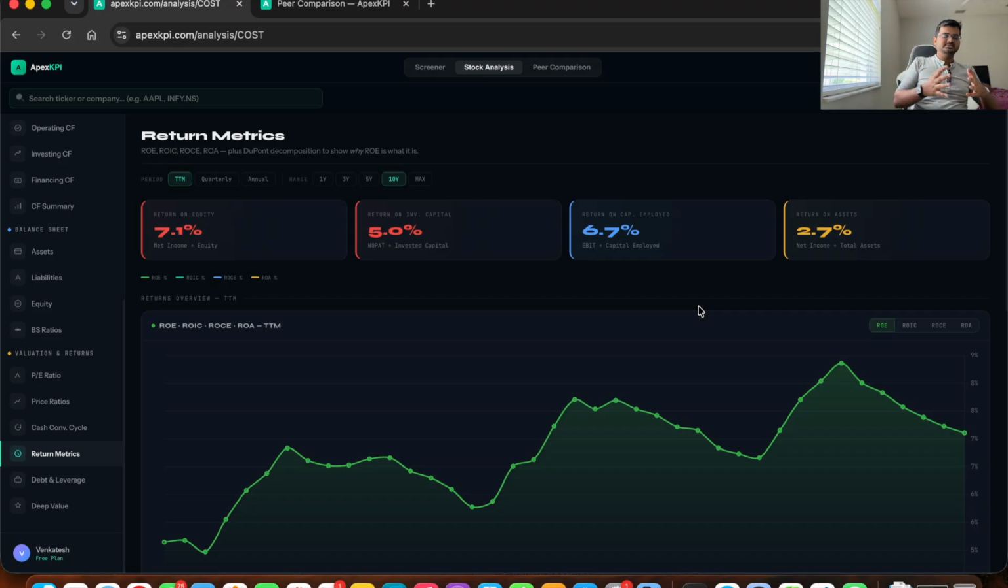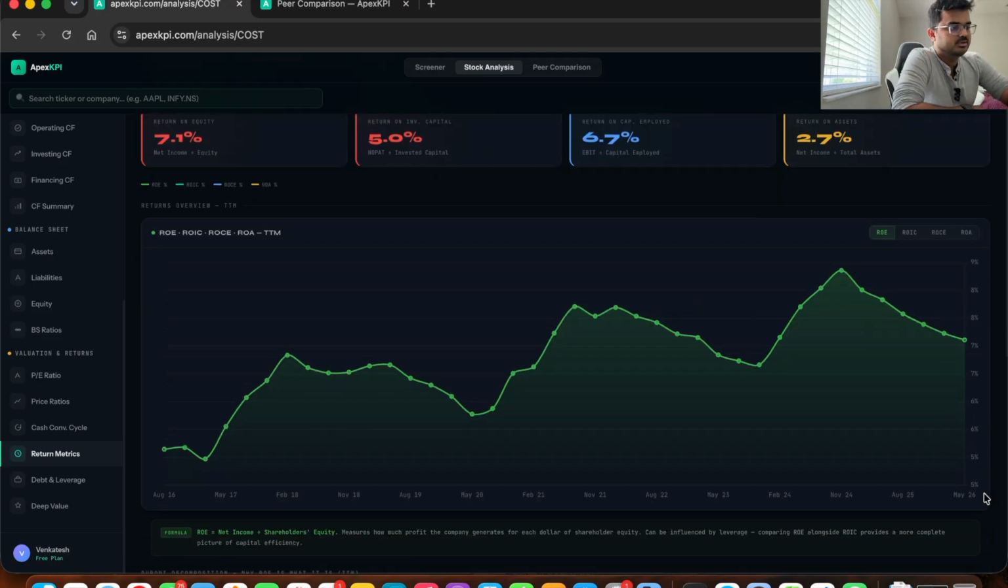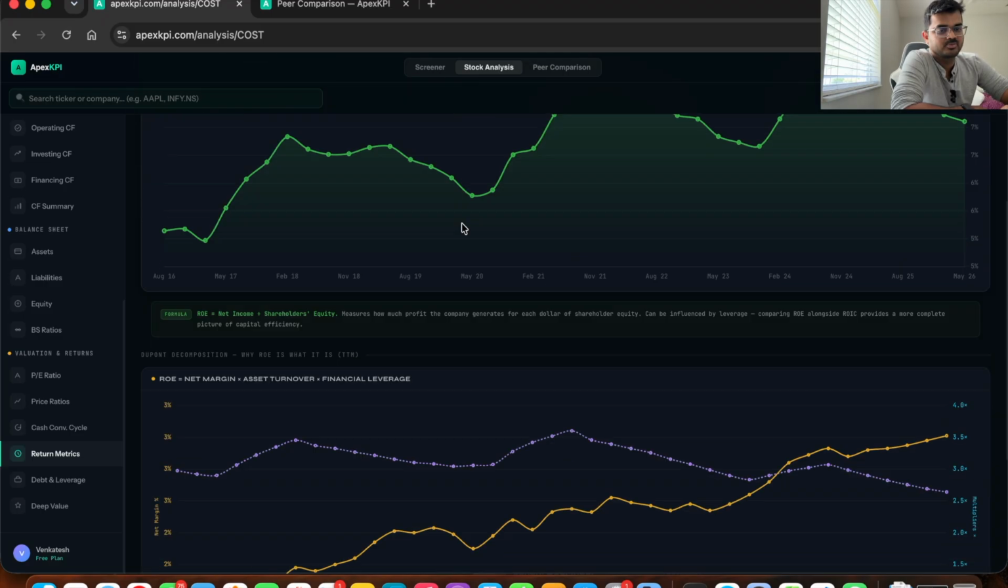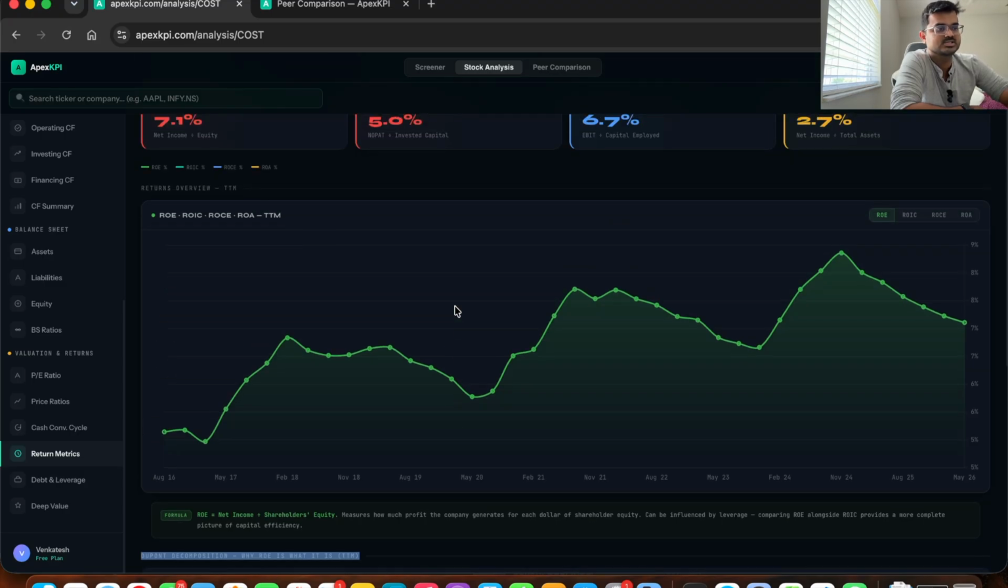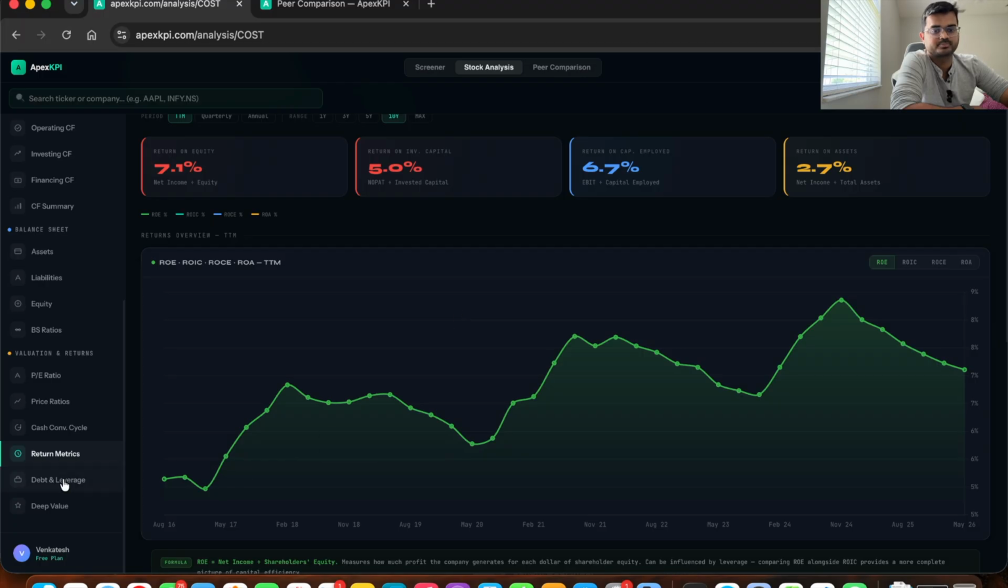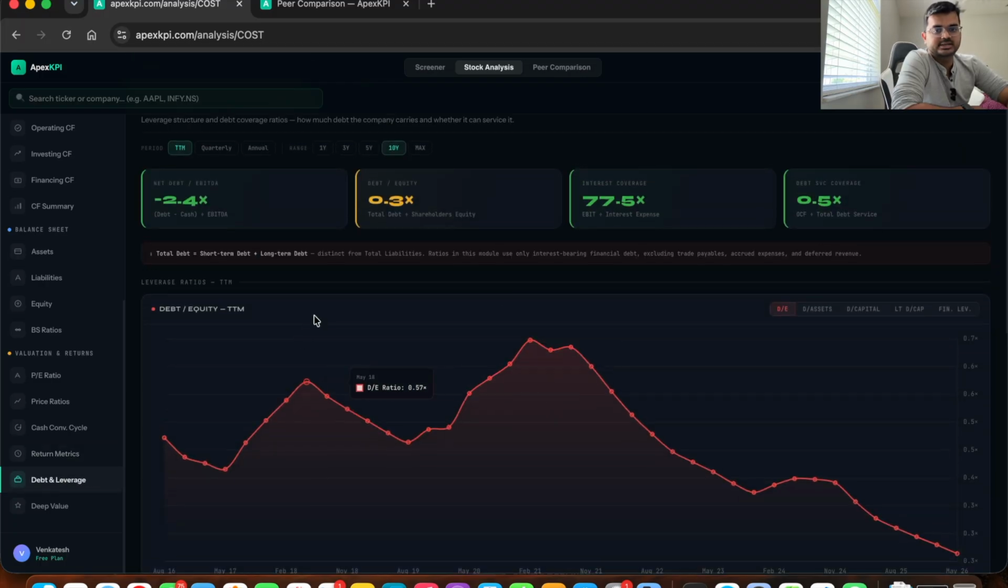The key return metric which I look at is return on equity, or ROE. If you look at this number, the value is between 5 to 9%. If you are more interested, you can break down the ROE, you might know it as the DuPont decomposition. If you're interested, you can just play through, but I don't want to make this video much longer, so I'm just skipping it. Next one is debt and leverage.